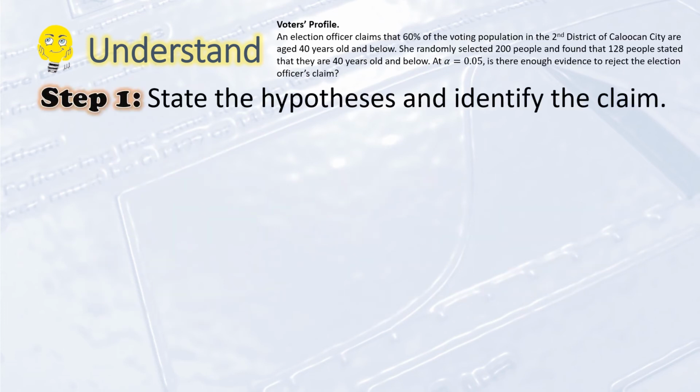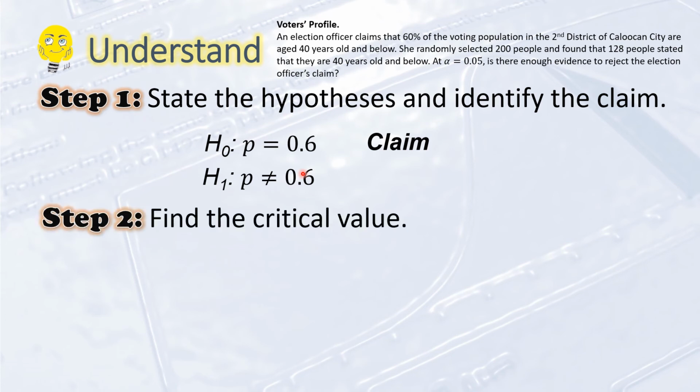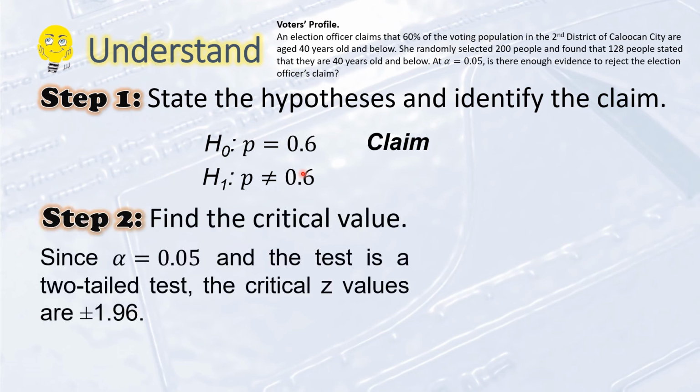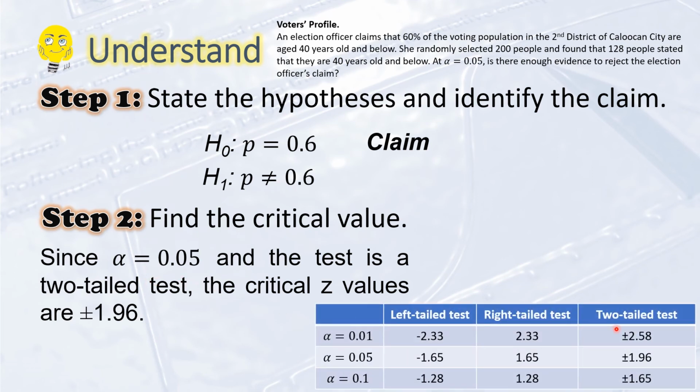Step 1, we state the hypothesis. Null: P is equal to 0.6 and the alternative: P is not equal to 0.6. And the claim is the null hypothesis. For the critical value, since alpha is equal to 0.05 and the test is a two-tailed test, then the critical values for Z are positive 1.96 and negative 1.96.